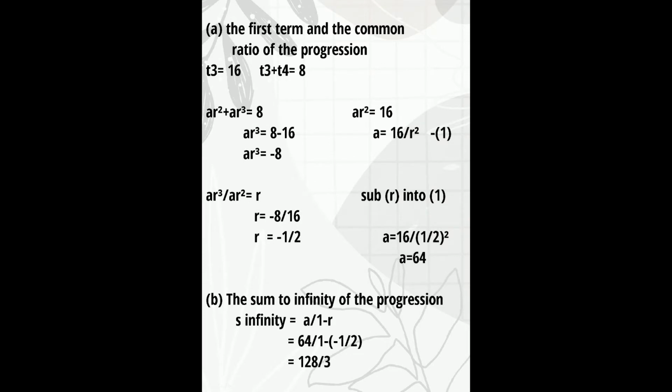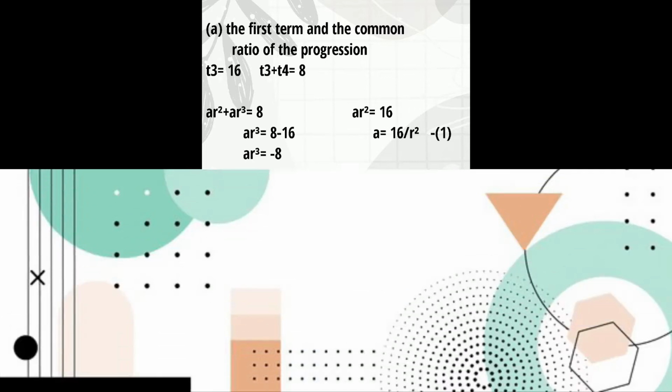For the first question, firstly we need to find the fourth term. After we find the fourth term, we can find the common ratio of the progression, which is r equal to negative 1 over 2, and then substitute r into the equation a equal to 16 over r squared, and you will get a equal to 64. And for the second question, use the formula of the sum to infinity and you will get 100.